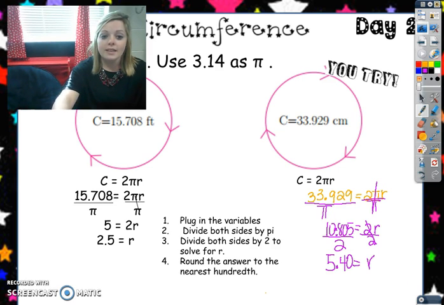Now, one way that you could do this a little differently and still get the same answer is, instead of dividing by pi first on both of these examples, you could divide by 2 first and then divide by pi. As long as you divide by both of them at some point, then that is perfectly fine.